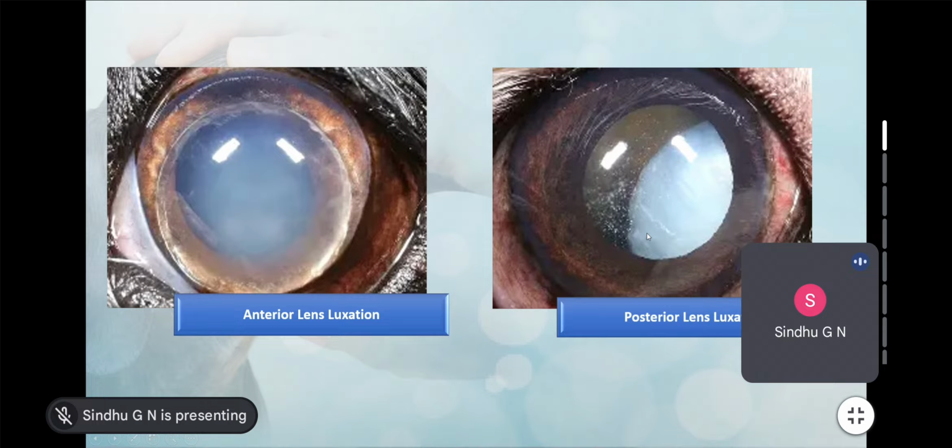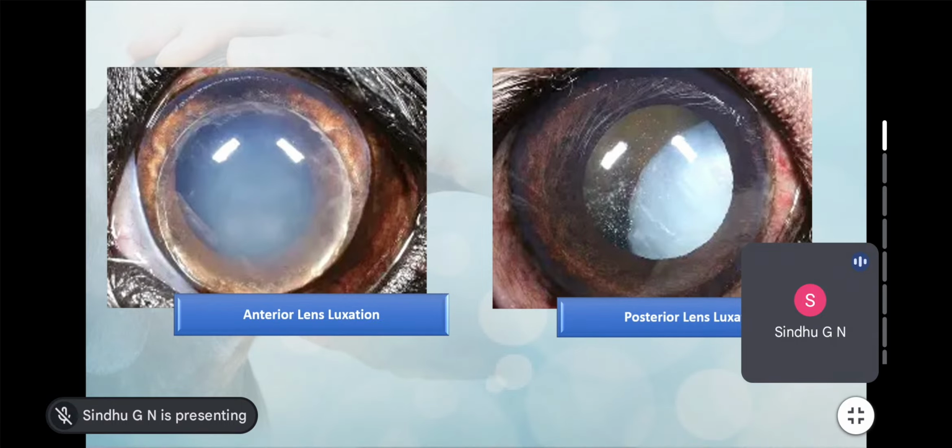So anterior lens luxation is an emergency and we have to immediately remove the lens. Otherwise, it can block the iridocorneal angle, the drainage angle for aqueous humor, and can result in secondary glaucoma. Posterior lens luxation is very difficult to operate most of the time, and even if we leave it as such, it is not going to cause severe complications like secondary glaucoma.